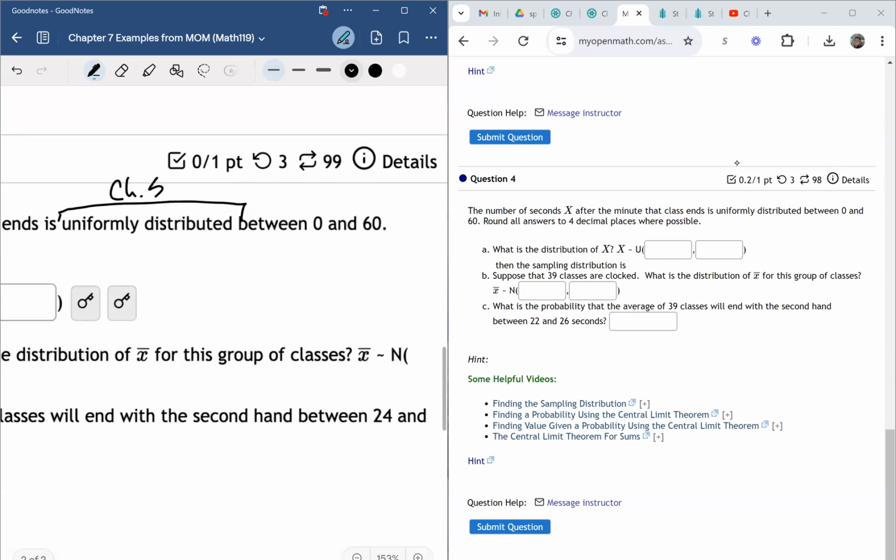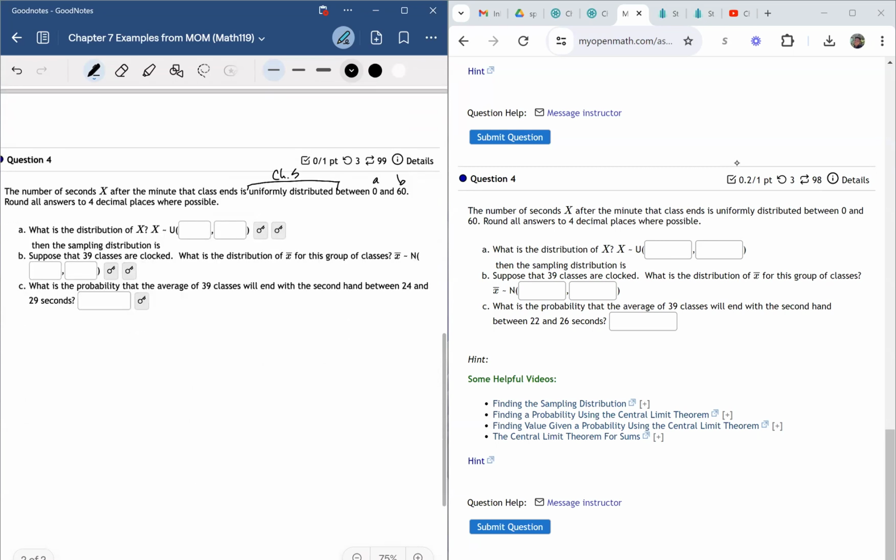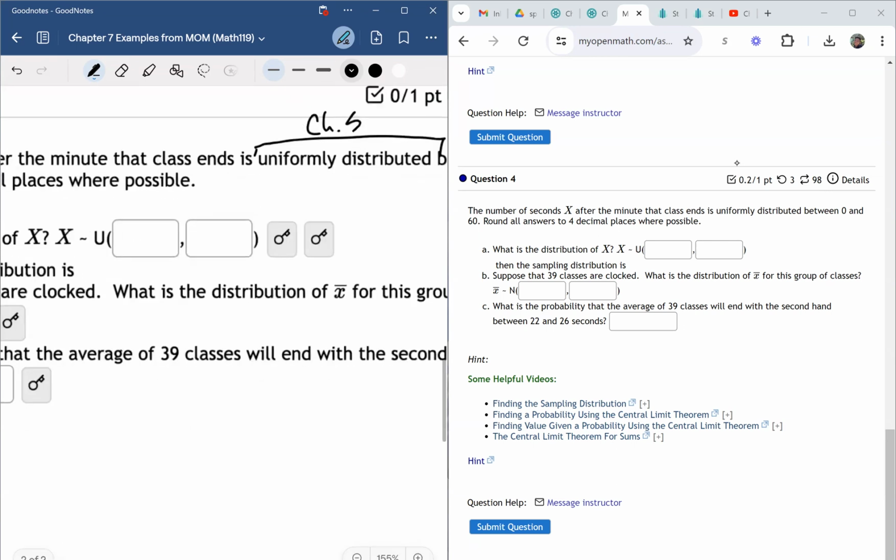One of the things that was important about uniform distribution is that we have a starting point and an ending point. This 0 is our starting point, we call that A, and our 60 is our ending point, we call that B. Question A asks, what is the distribution of this number of seconds? What we put into our uniform distribution is our A and our B, in other words, the range we're looking at. So we type in 0 to 60.